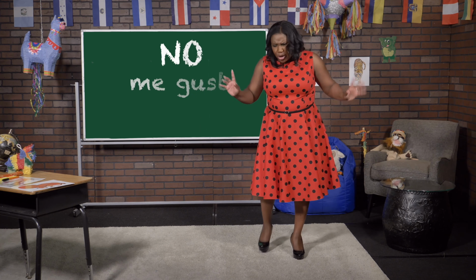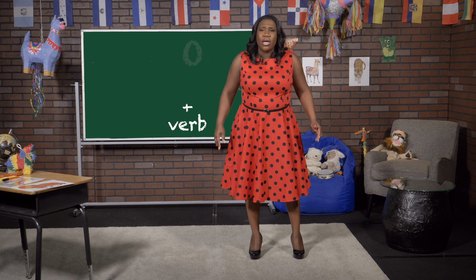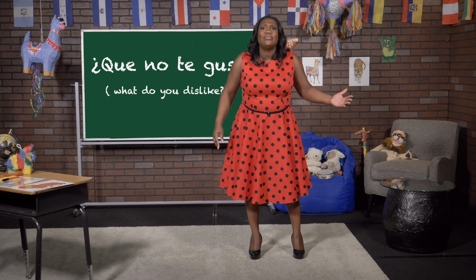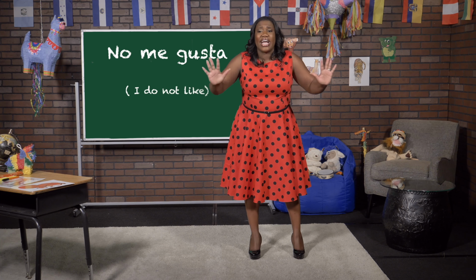What about if you dislike something? When you want to talk about what you dislike, you're going to use no me gusta and then the verb. Let's try it. No me gusta and then my verb. ¿Qué no te gusta? What do you dislike? No me gusta. I do not like to what? Comer? That's not the truth. Me gusta comer.